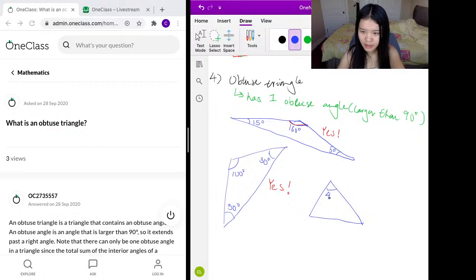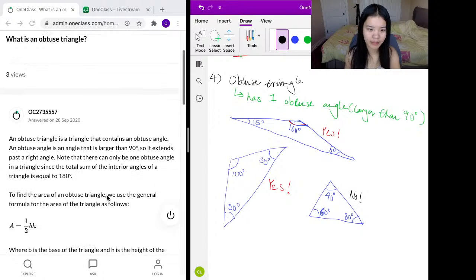And from here, we can see this triangle is not an obtuse triangle. Why not? Because none of the angles are larger than 90 degrees. So this is not an obtuse triangle. So no. That's all we're going to cover for obtuse triangles.